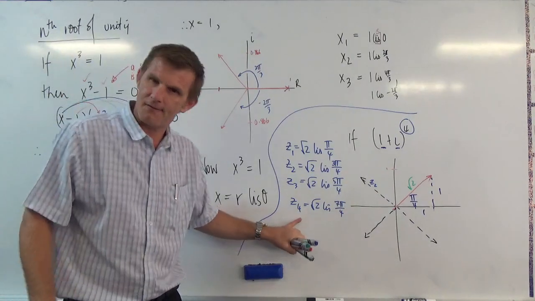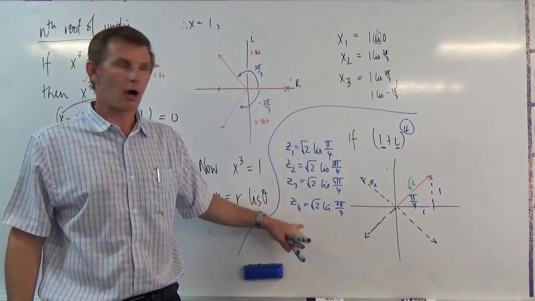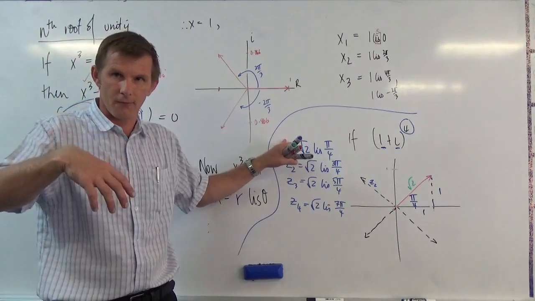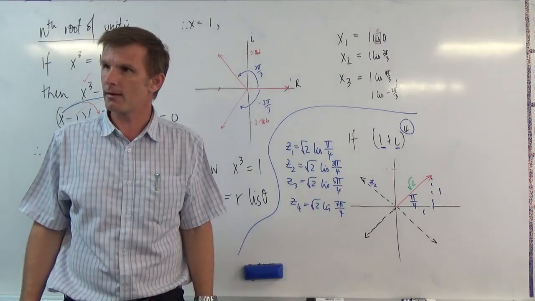Now, if I wrote Z5, would I be finding another solution? No. I'd be rewriting the first one, wouldn't I? Yeah. Which would be 9 pi on 4, which would simplify down to just pi on 4 anyway.